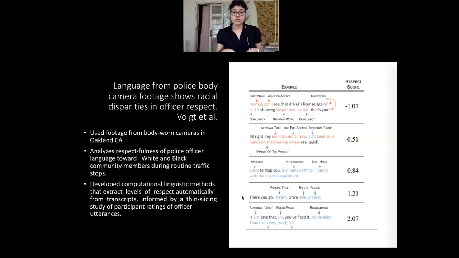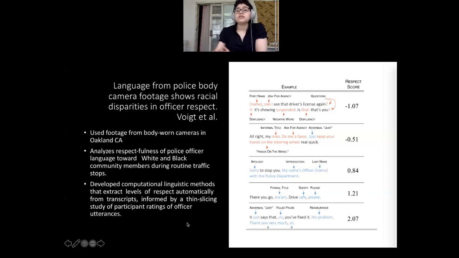And you'll see that a lot of big data analysis has a lot of different authors because there are a bunch of people from different disciplines trying to analyze this larger data. So they used footage from body-worn cameras in Oakland, California, and this is sort of like content analysis. They developed a respect score for how police officers' language towards white and Black community members differed during routine traffic stops.